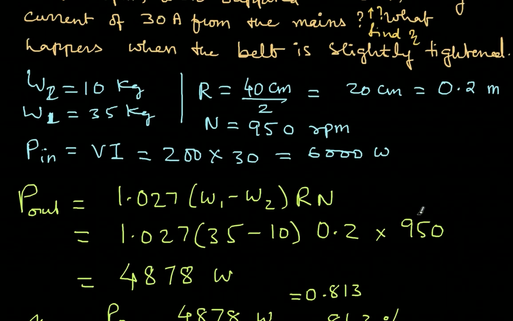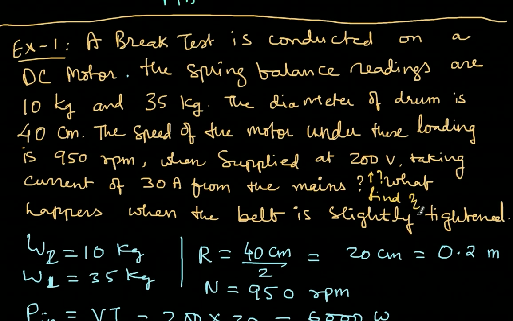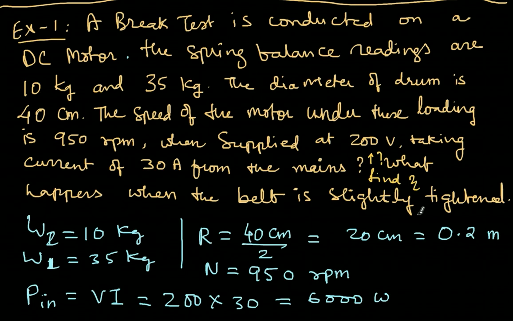So this way, just by conducting a simple brake test, I can determine the efficiency of the motor. And if I do a similar test for another machine, then I can compare both the machines and say which machine is more efficient and has less losses and so on. So certain practical things here. What happens when the belt is slightly tightened?